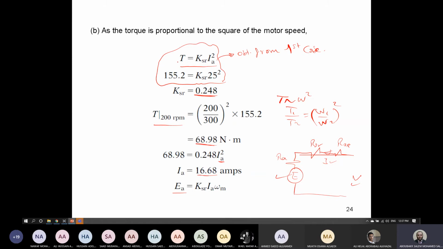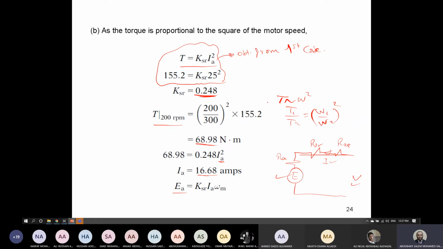We have the torque and the current. So simply we can substitute and get the value of K series. After getting K series, we can use it now in the second loading condition. In the second loading condition, we know the value of speed, which is 200 RPM.